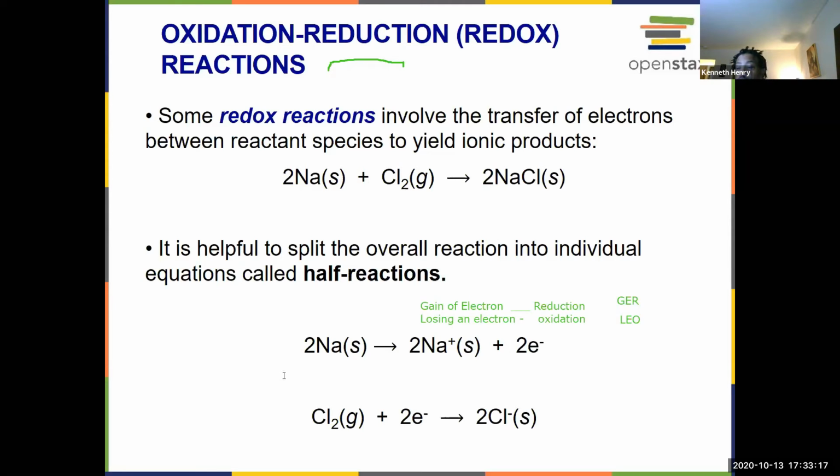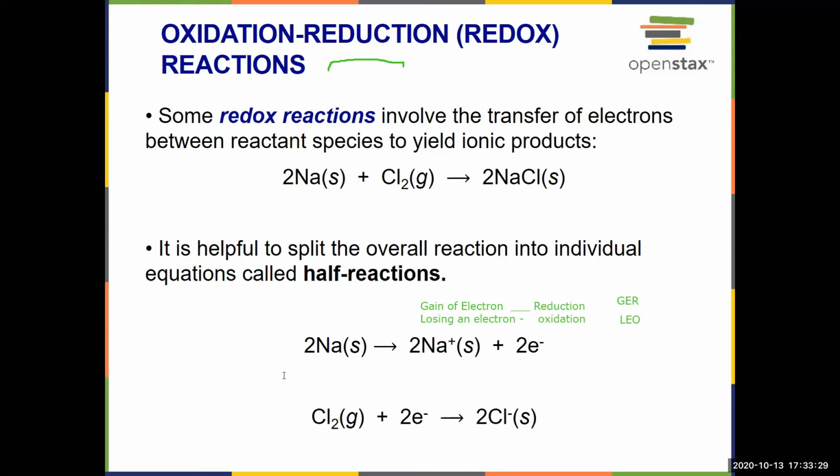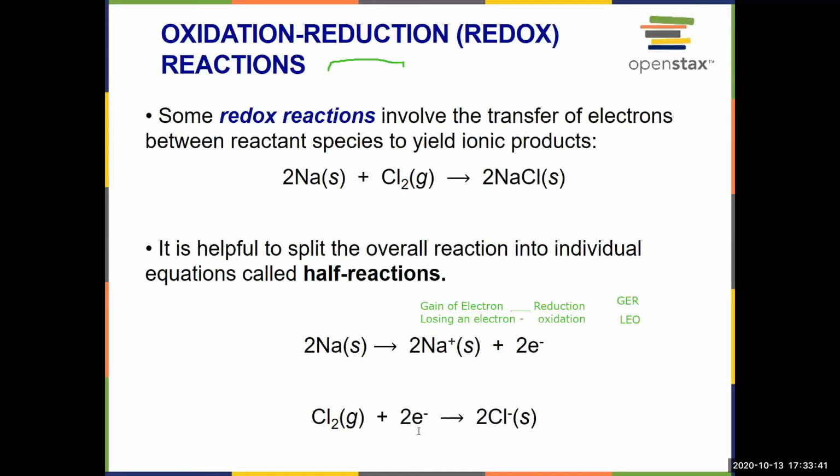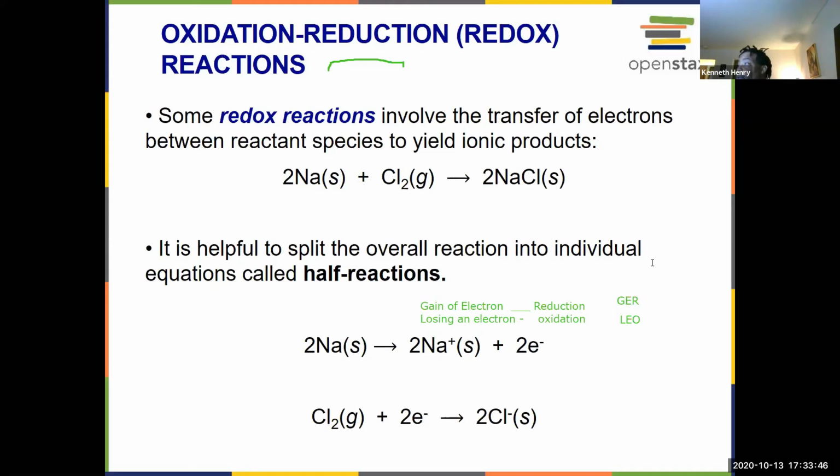Okay, so which one is gaining an electron? Which reaction represents gaining of electron? The chlorine, right? Because guess what? It's plus 2 electrons. That means you're gaining electrons, right? So the chlorine gas is going to be the reaction where a chlorine gas goes to the chlorine ion. That is going to be your reduction reaction.